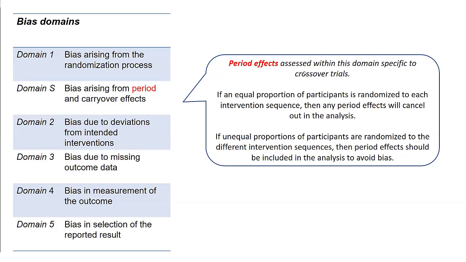So looking at period effects, if it's the case, for example, that we've got an equal proportion of participants randomised to each intervention sequence, so the AB and the BA, then any period effects will just cancel out of the analysis. It could be that there is an unequal proportion of participants randomised to those different sequences, but if the analytical method that's used adjusts for that period effect, then this will remove the potential for bias, or at least minimise it.